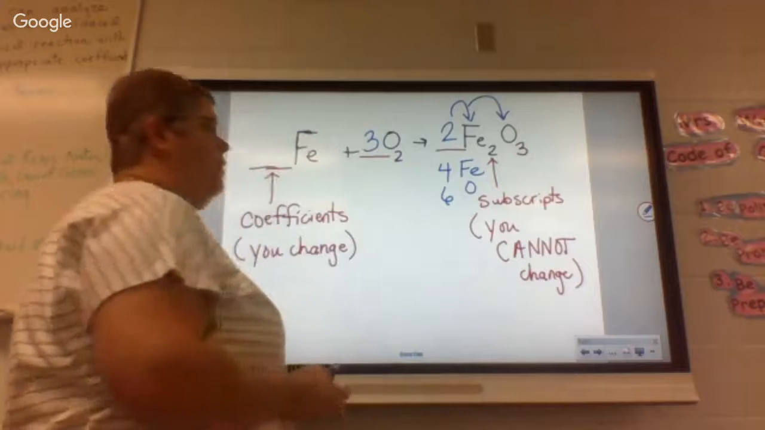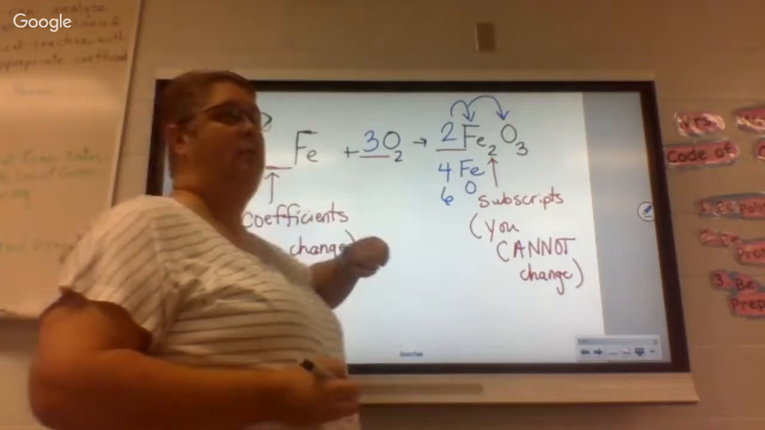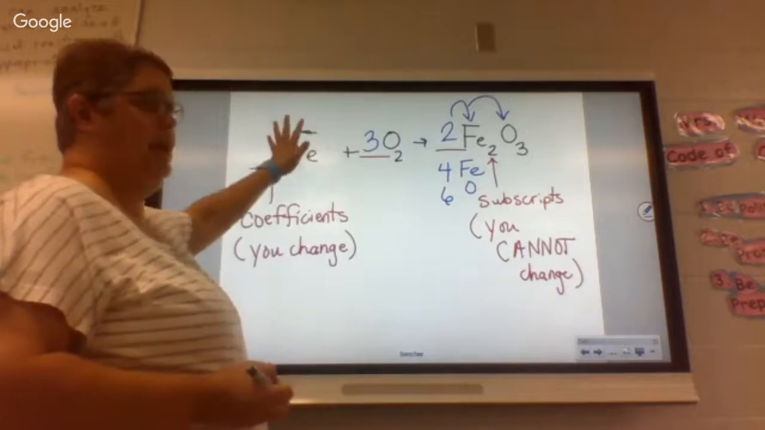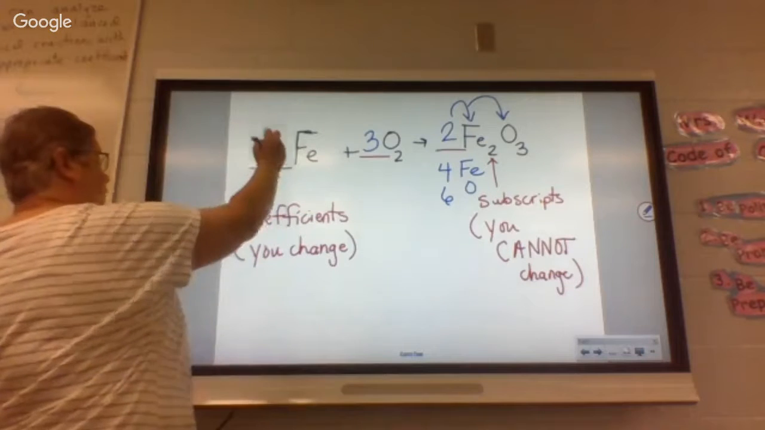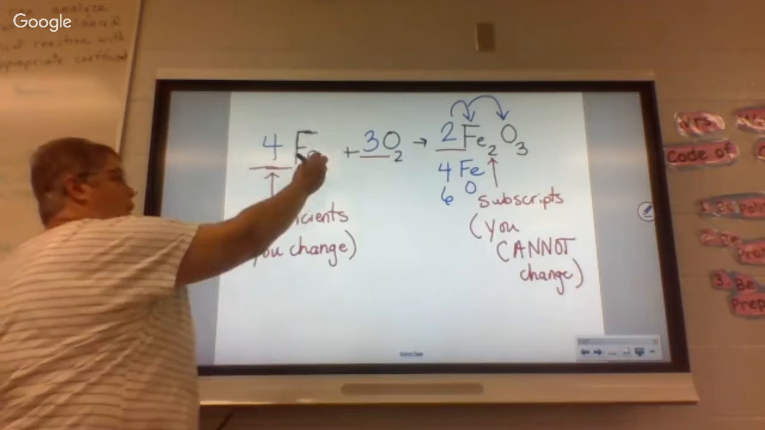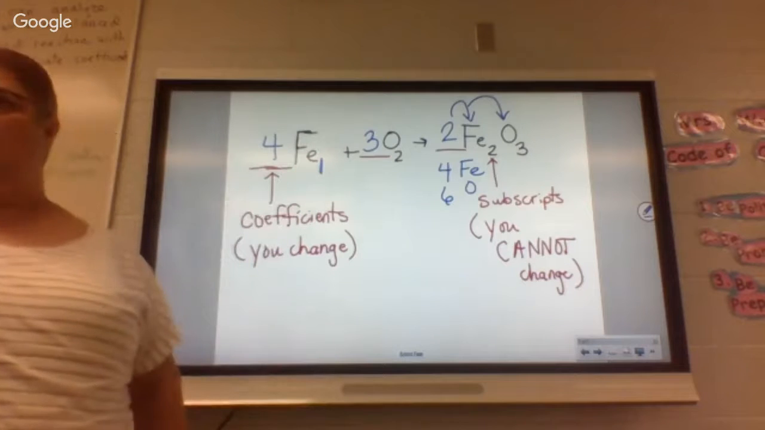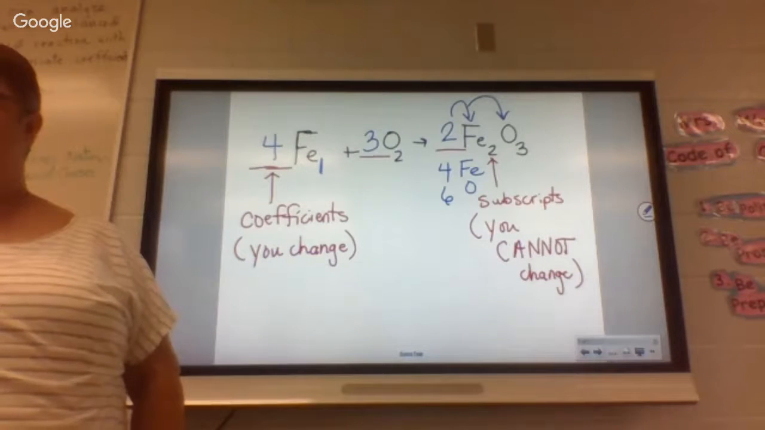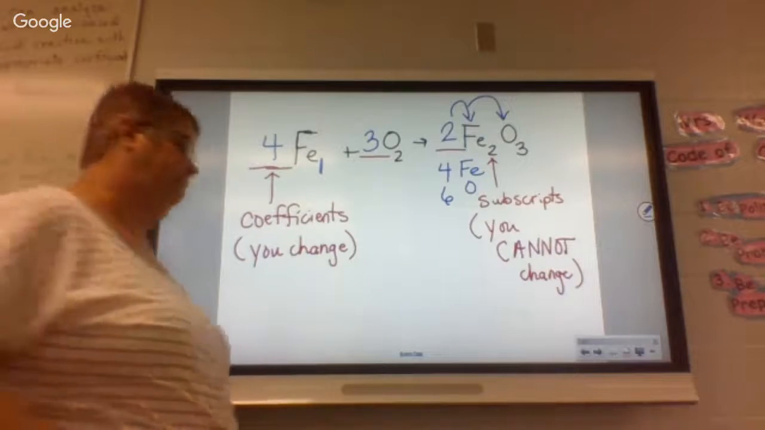So that made 4 Fe's, and it made 6 oxygens. So if I made 4 Fe's, what do I need to put over here? I need to put a 4 there to make 4 Fe's. Because 4 times 1 is 4. Make sense? Yeah. Okay. We right there.